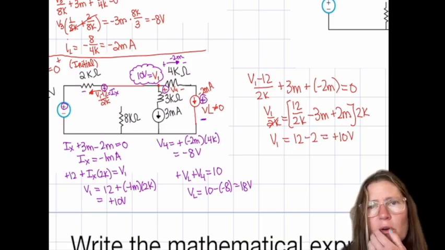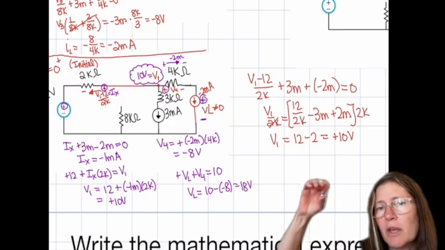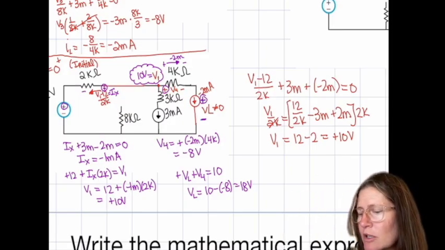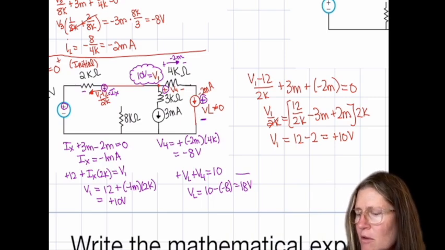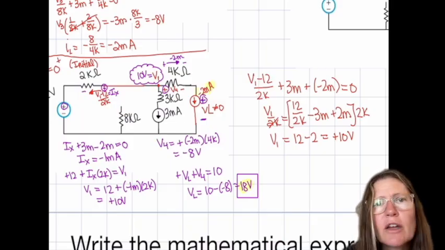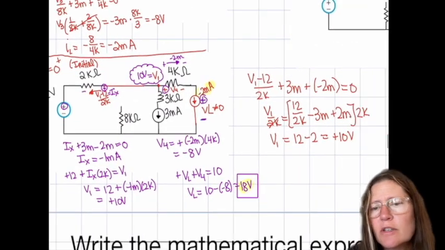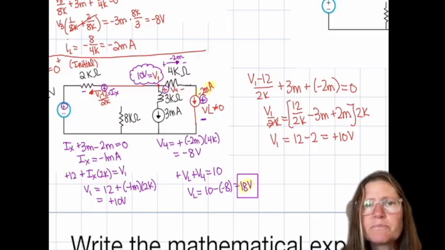So whichever method you want to use, you're going to find V1, and then from V1 you have to find VL by the voltage drops around it. So VL is going to be 18 volts. So this is going to be my initial value of 18 volts for VL. My initial value for the current, IL, is going to be that minus 2 milliamps.